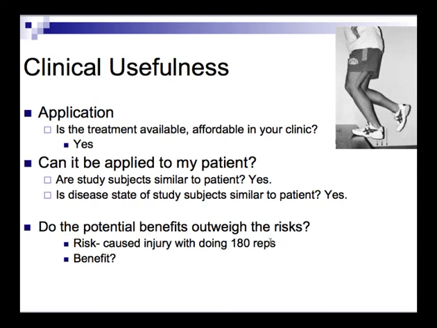Do the potential benefits outweigh the risks? So there is some harm, with doing 180 reps and the pain that they'd have. So you'd have to develop a pain model to deal with it. But can you do that using the VAS and different strategies? Yeah, you can. And what's the potential benefit? Well, it's a very difficult problem to treat, and so it's possible that pushing them into that may be helpful.